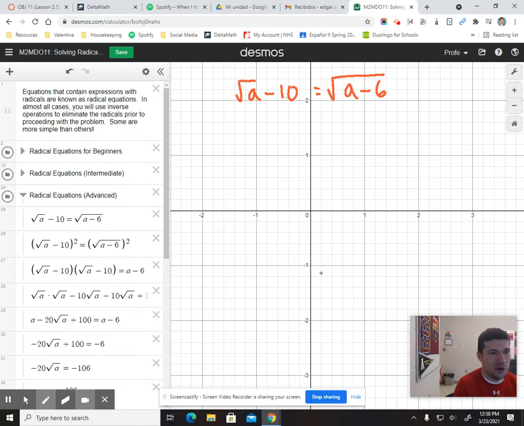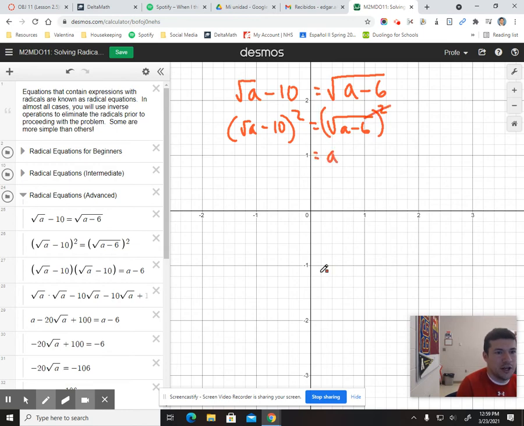We usually start by squaring. I'm not going to add 10 to the other side because it's still going to be a radical plus a number. So I'm going to start by squaring. And if I square that, then it'll look like this. A square root of a minus 10 quantity squared equals square root of a minus 6 quantity squared. All right, now the right side's simple. Your radical and your square cancel out, so you get a minus 6.